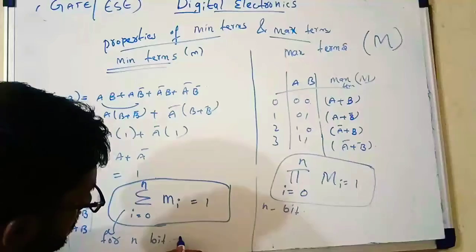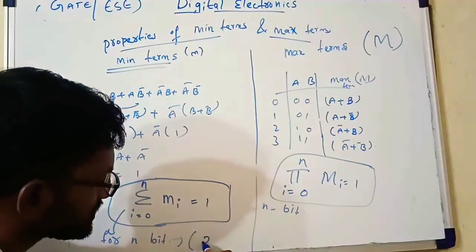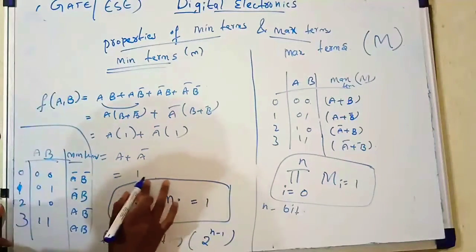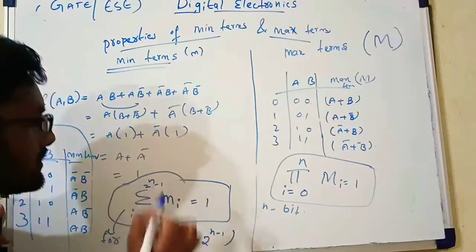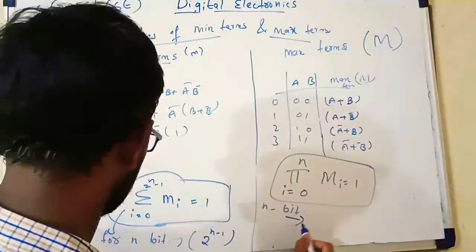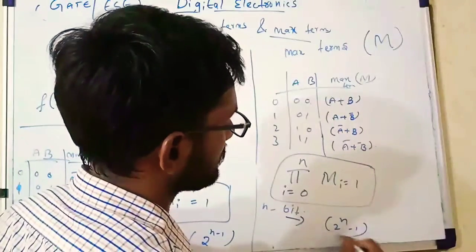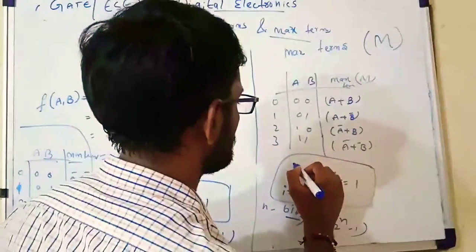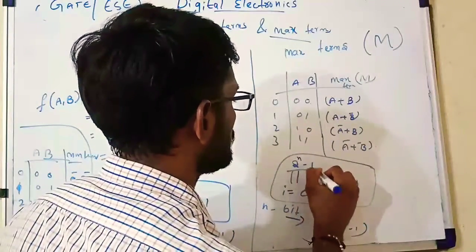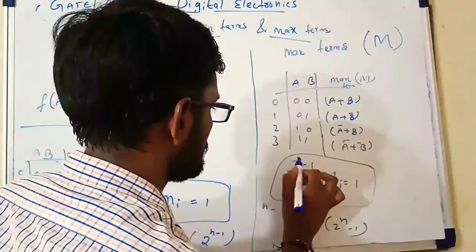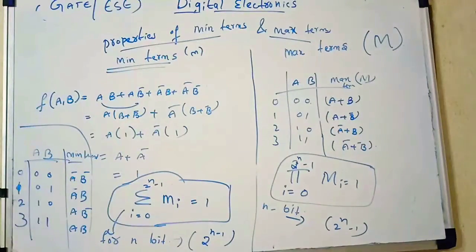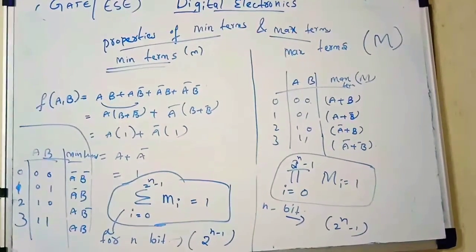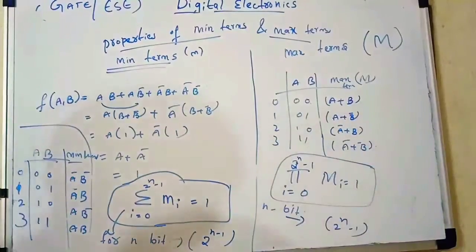Here for n bit we have totally how many minterms, that means 2 power n minus 1. So here this is not n. Here this is 2 power n minus 1. Similarly here also there will be 2 power n minus 1 maxterms. This is a small modification. Now let us see the remaining properties of minterms or maxterms.